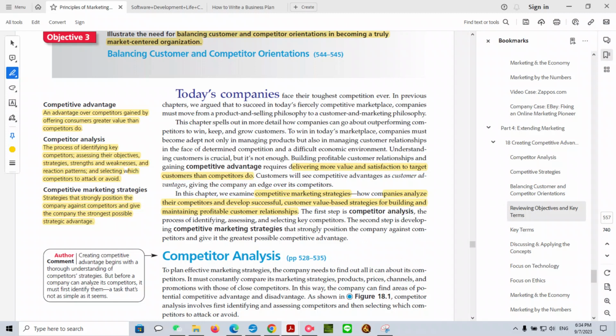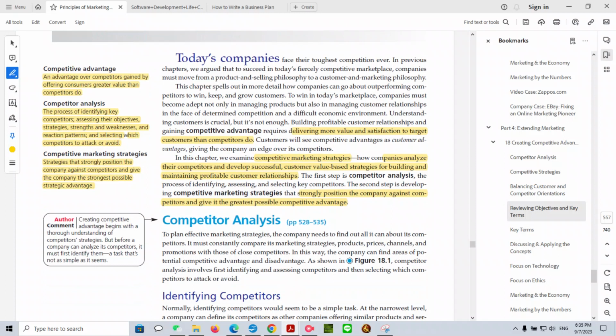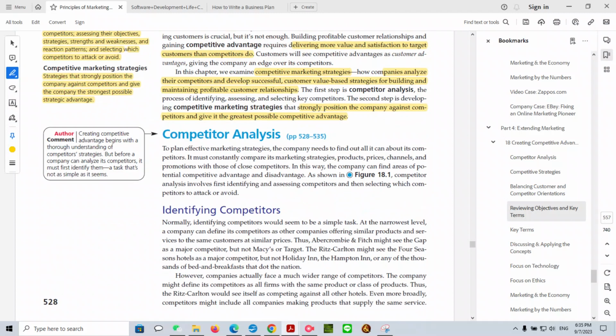Now, let's talk more about competitive marketing strategies. Remember, we need to understand with competitive marketing strategies that our purpose is to strongly position the company against competitors and give the greatest possible competitive advantage. Don't forget those ideas there. Okay? I just said it, but I just want to make sure you remember it. Now, let's talk more in depth about competitor analysis. To plan effective marketing strategies, a company has to find out all it can about its competitors. It must constantly compare its marketing strategies, product, price, channels, and promotion to those of its current competitors.